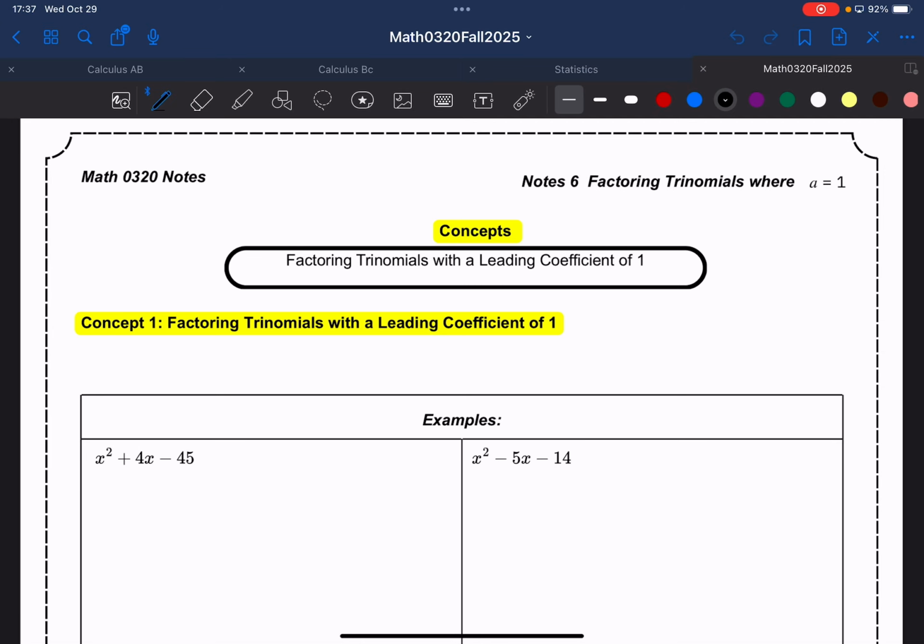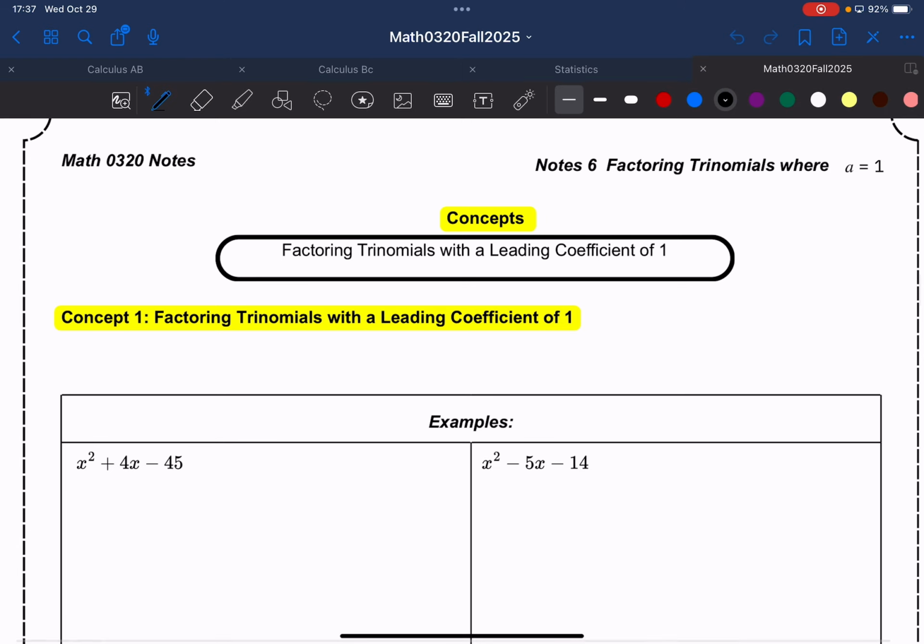Okay, so this is separated into two notes. So note 6 is going over when a is equal to 1, and I'll talk about what I mean by a in just a minute. And then the next note is going to be when a is greater than 1. Okay. So factoring trinomials with a leading coefficient of 1.